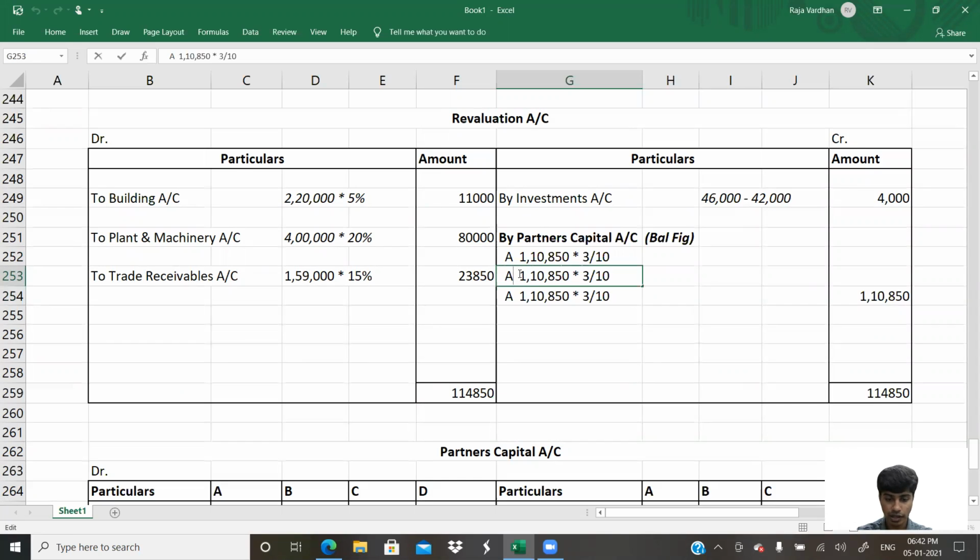3 is to 2 is to 5. So B is 2 by 10 and C is 5 by 10. Put the amounts. How much? 1,10,850 multiplied by 3 divided by 10. I could have just straight away put this, but I'm still putting it with detail, the working as well as the amount, so that you will not get confused. And this will be of some help to you. The intention is to help you. I hope it helps. Let me know in the comments if it helps.